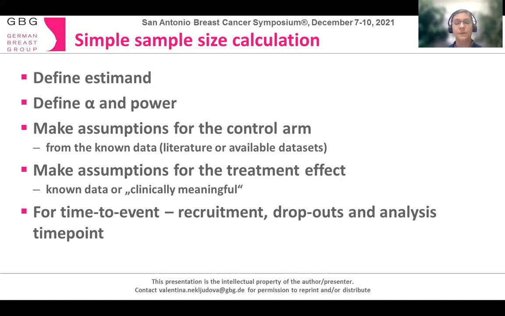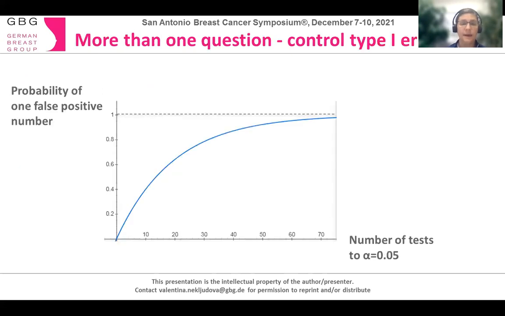For the time to event endpoints, you will need a couple of additional things. By default, we assume that the sample size calculation is performed for one endpoint, the primary one. But what if we want to answer more than one question with the same trial? I have to justify the word efficient in the title of my talk. It is possible, but we have to be careful.